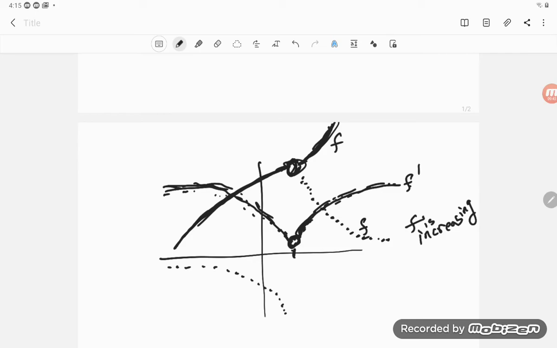And so here is f double prime, and it is undefined here at this critical number. Okay, so our function would look something like this. Okay, so there's two examples.